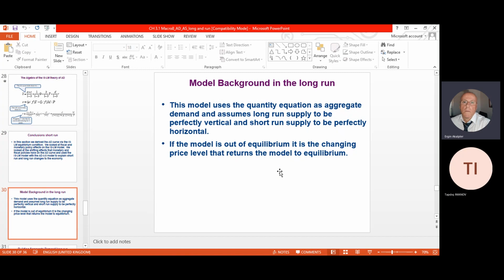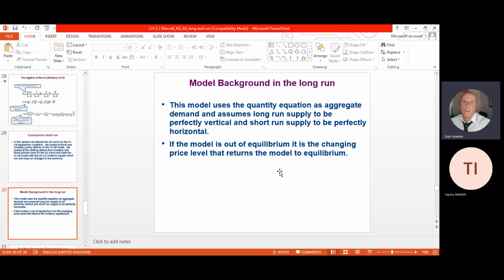As model background in the long run, this model uses the quantity equation as aggregate demand and assumes long run supply to be perfectly vertical and short run supply to be perfectly horizontal, as it is indicated. Short run supply is perfectly horizontal and long run is vertical.